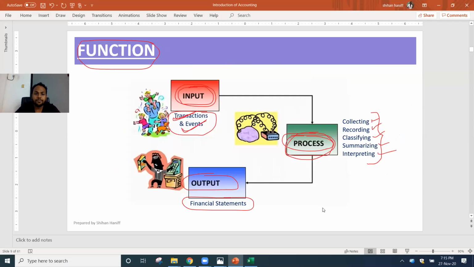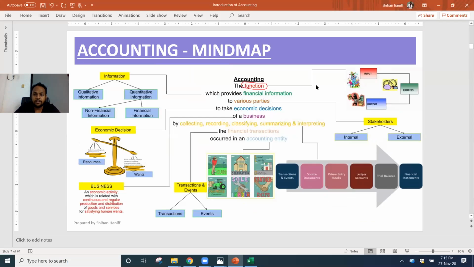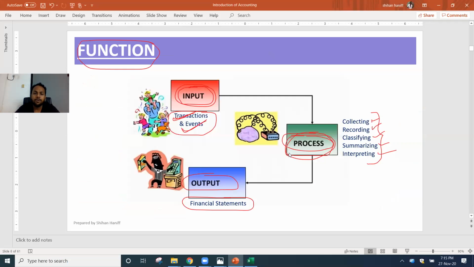Okay. Next, financial information. So it's a function. We have this, and financial information means this, right? So we provide only financial information. Then the next term, to various parties. Accounting is a function which provides financial information to various parties, for many people. So who are these many people? We call them stakeholders.